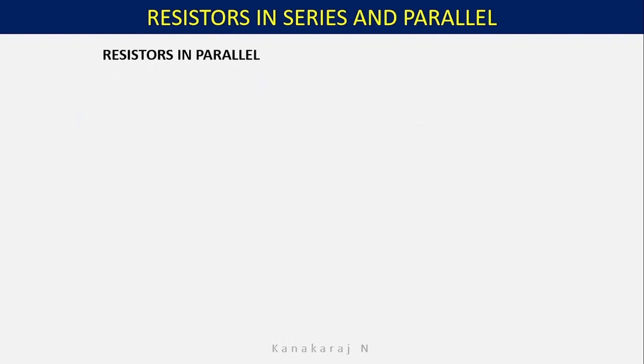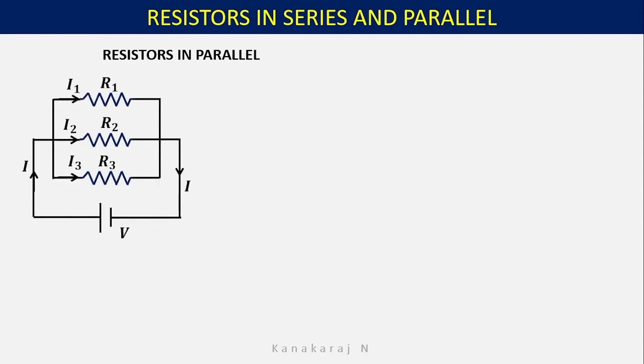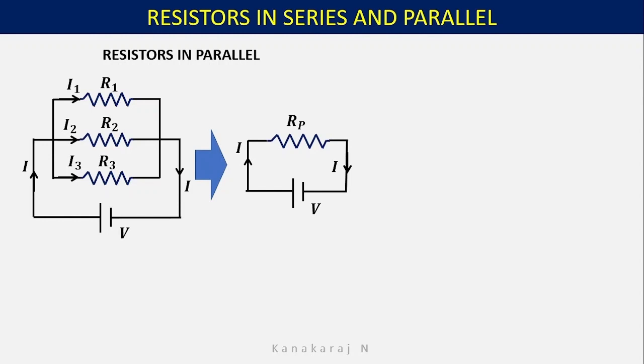Let us learn resistors in parallel. Here three resistors are connected in parallel along with the battery. The equivalent circuit for it. Here you have Rp, which effectively replaces the parallel combination of R1, R2 and R3.